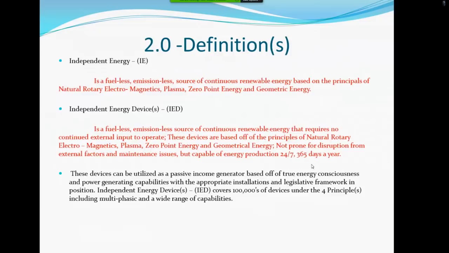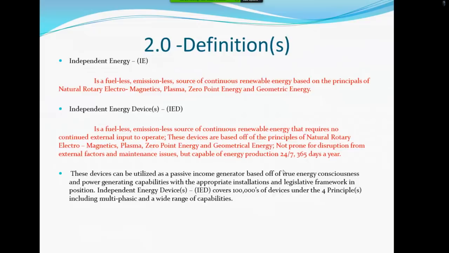These devices can be utilized as a passive income generator based off true energy consciousness and power generating capabilities with the appropriate installations and legislative framework in position. The independent energy devices covers hundreds of thousands of devices under the 4 principles, including multiphasic and a wide range of capabilities. The new independent energy device we also developed is a hybrid between plasma and natural electromagnetics. It's a pretty cool one.